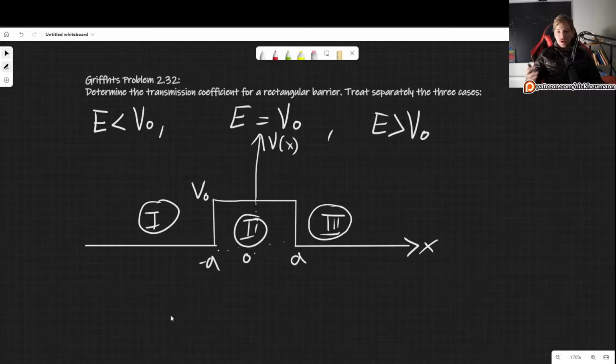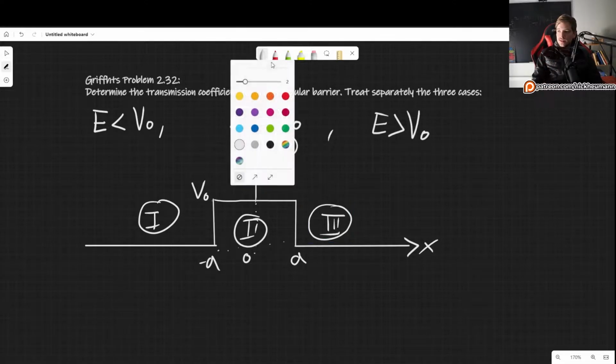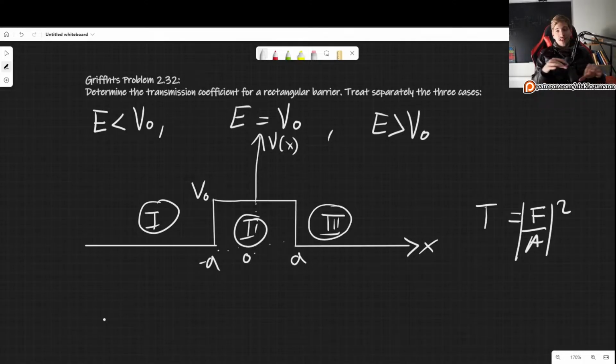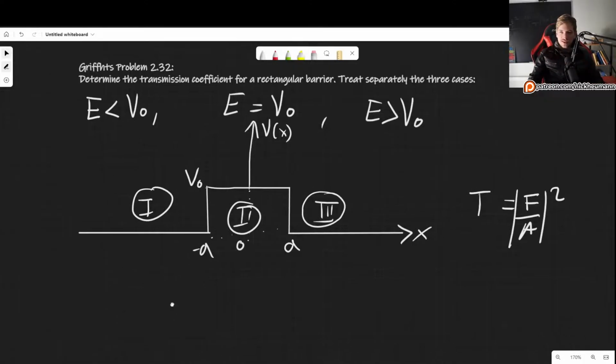And as you might recall, what we are looking for is the relation between the coefficient F and A, right? The transmission coefficient is F over A modulus squared. That is what we are looking for. So what we are going to do is, again, the same as before. So this, don't get scared by this.